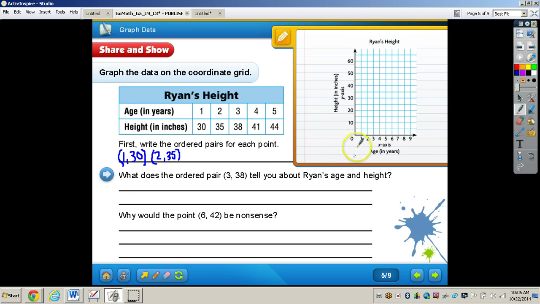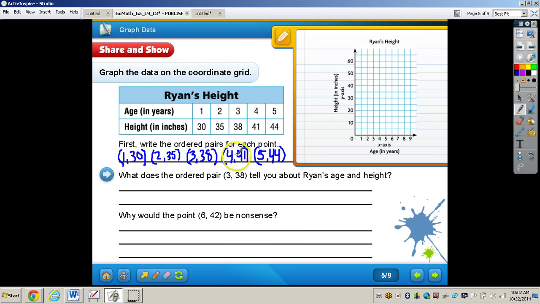Okay, and you can also see, before I get into all this, I missed a section here, we can see why are we doing 1 for the x-axis and 2 and so on, the age for the x-axis and the height for the y. So because we can see the x-axis deals with the age and the y-axis deals with the height. Okay, so let's do 3 and 38, 4 and 41. Whoops. And 5 and 44. So we have ordered pairs for each point.